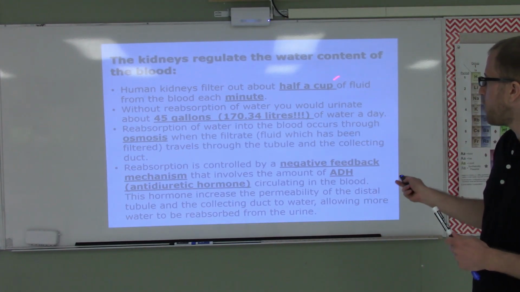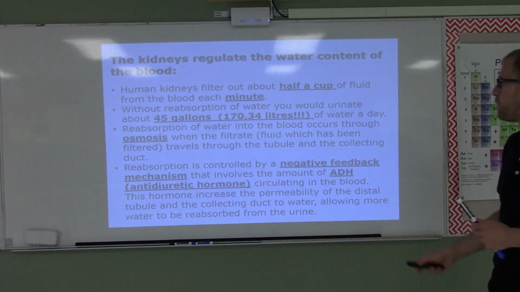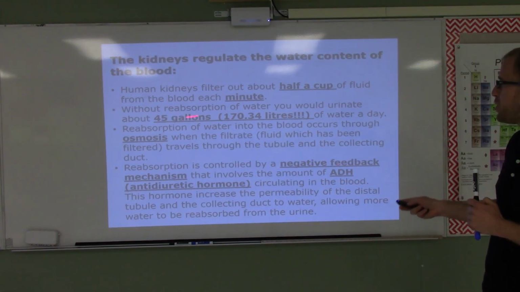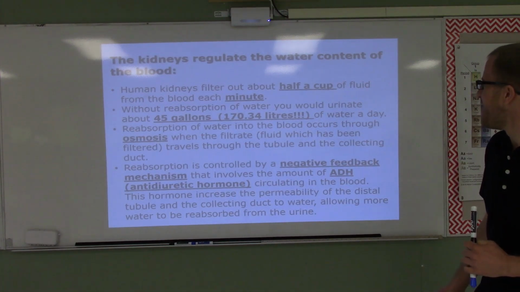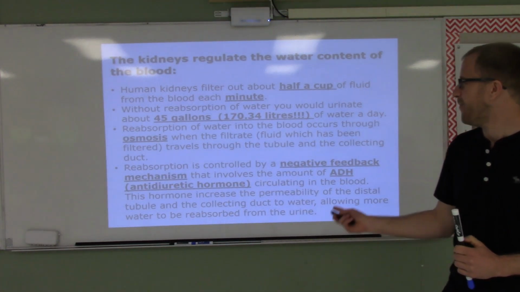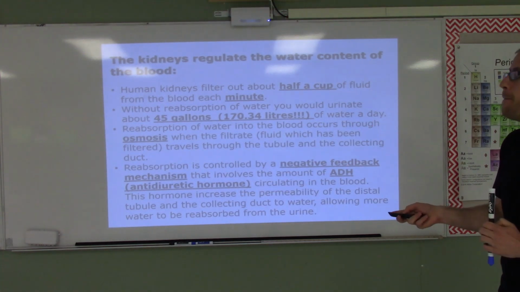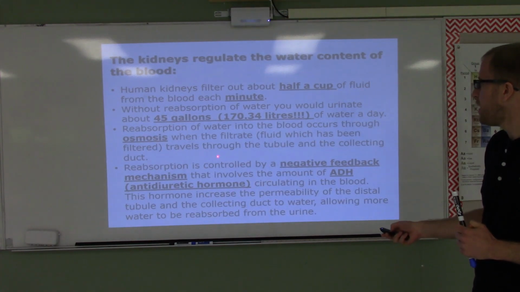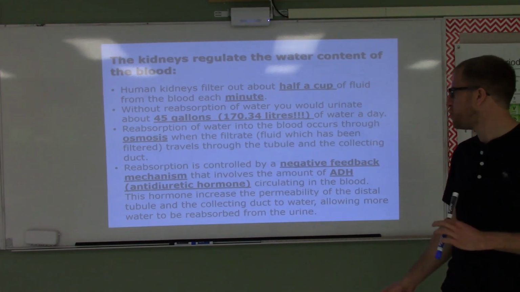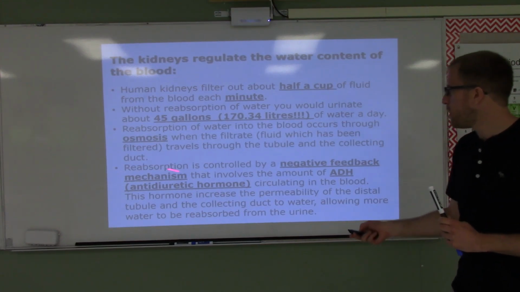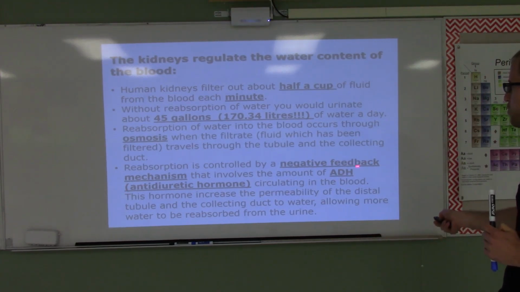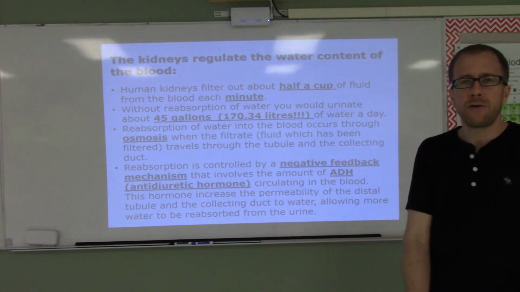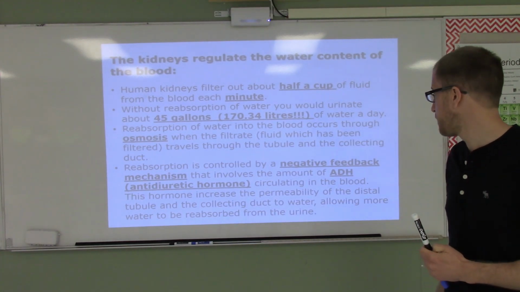Now, human kidneys filter out about half a cup of fluid from the blood each minute. And without reabsorption of water, you would urinate about 45 gallons of water a day. So reabsorption of water into the blood occurs mainly through osmosis when the filtrate fluid has been filtered and travels through the tubule and into the collecting duct. Now, reabsorption here is controlled by a negative feedback mechanism, which is ADH, and ADH increases the permeability of your collecting ducts via aquaporins.